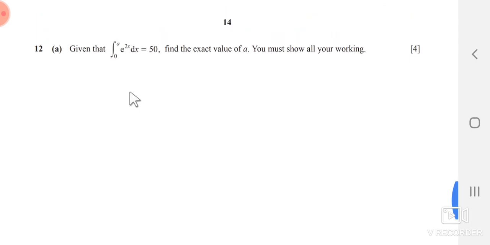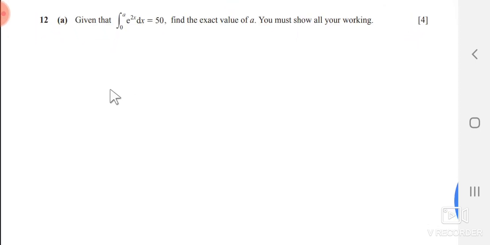And now this is again a very simple question. He said find the exact value. You know, when you integrate it, you will have e^(2x) over 2. Then apply the limits 0 and a, put it equal to 50, and from there you can calculate the value of a. When he says give the exact answer, this means you have to give the answer in whole numbers, fractions and surds, not decimals or significant figures.